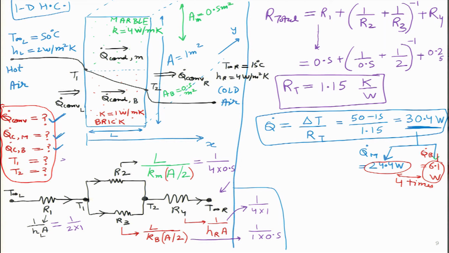Let us also figure out the value of T1 and T2. So, in this particular example, T1 turns out to be 34.8 degrees centigrade and T2 turns out to be 22.6 degrees centigrade.